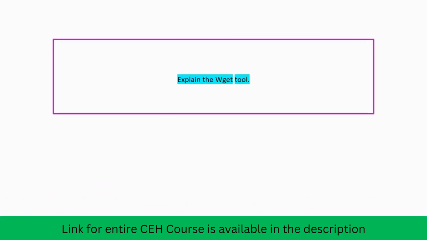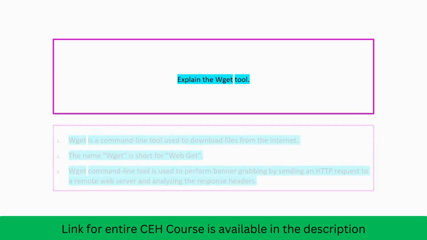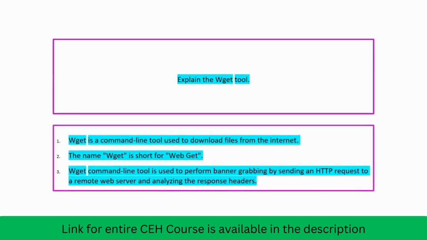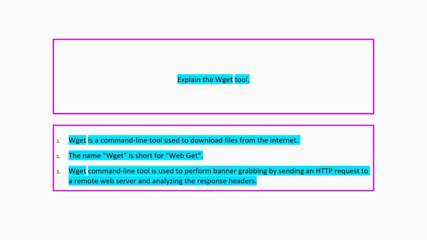Now let us understand what is a WebGet tool. It is a command line tool used to download the files from the internet. So, wget is a short form of WebGet. This command line tool is used to perform banner grabbing by sending the HTTP request to a remote web server and then analyzing the response headers.